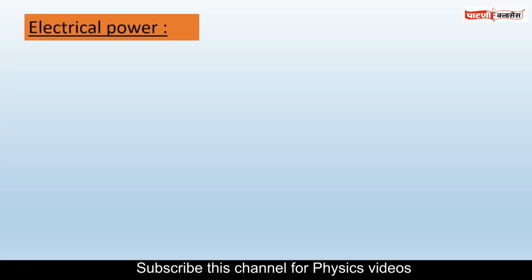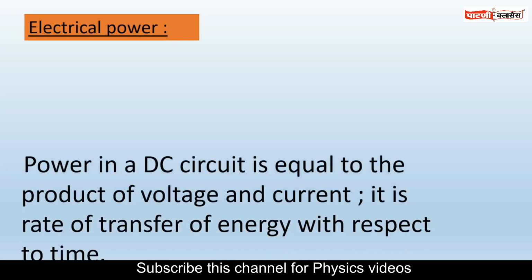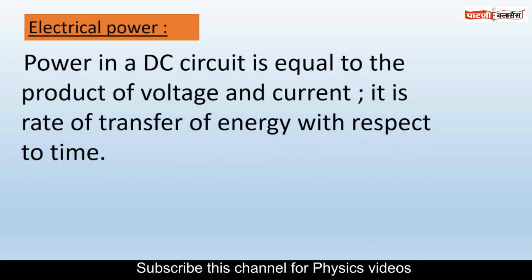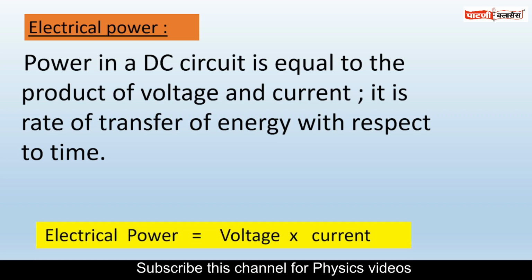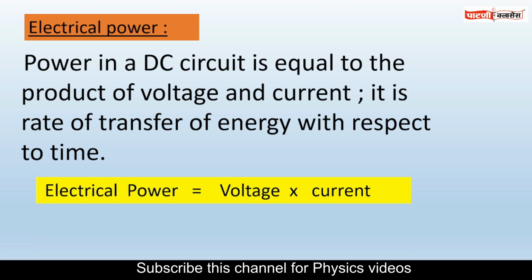From the above discussion, we can now define electric power as follows. The power in a DC circuit is equal to the product of voltage and current. It is the rate of transfer of energy with respect to time. Electric power equals voltage multiplied by current. That is, electric power equals the product of voltage and current. The unit of electric power is watt.